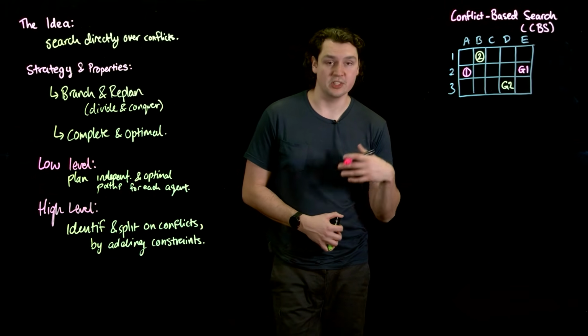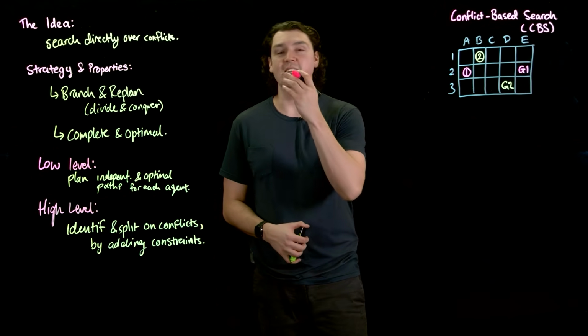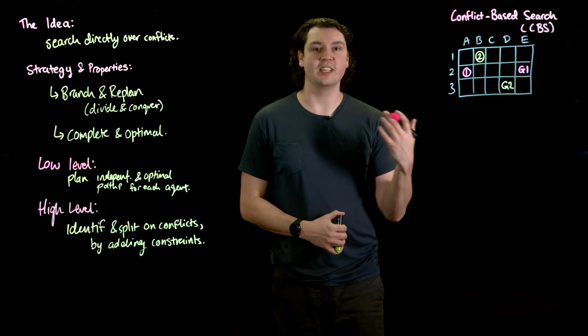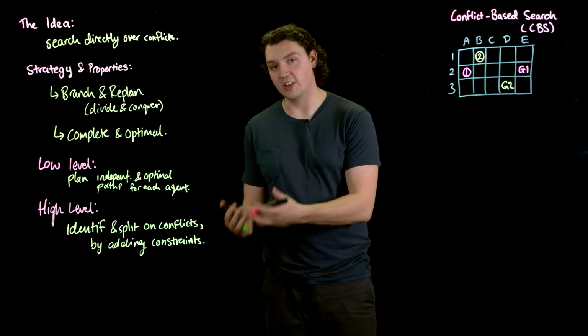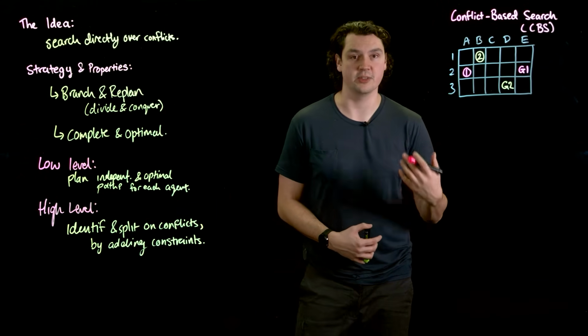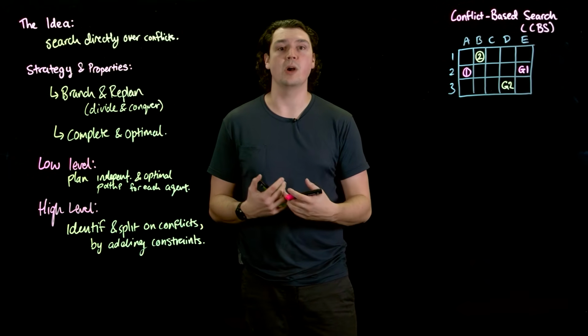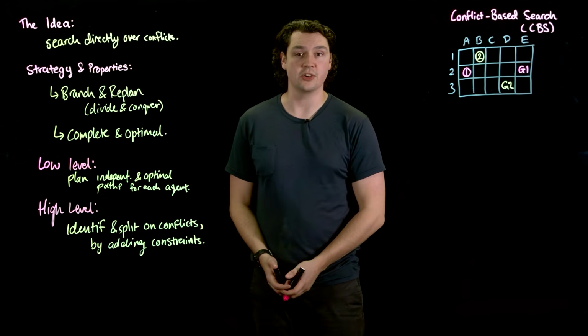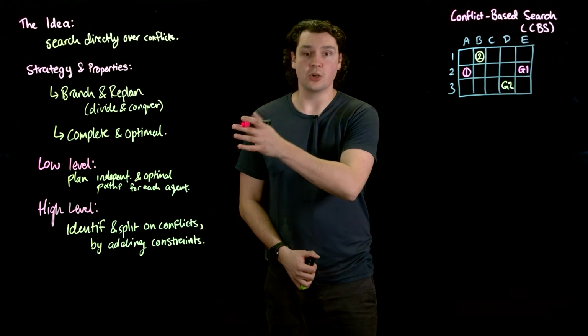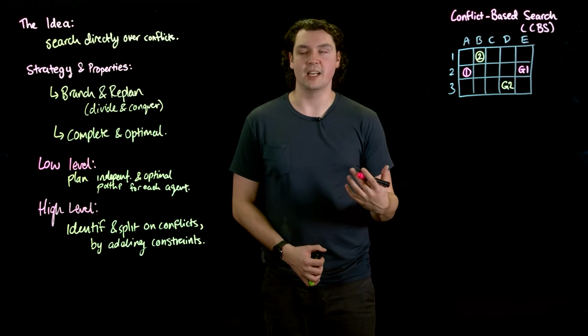Instead, what we're going to be actually searching over is conflicts. So we've identified that it's conflicts that are often the challenge in MAPF problems, or at least one of the challenges. So we're going to tackle them directly, straight in the way we represent the problem and in the search space itself. So some strategies and properties of CBS.